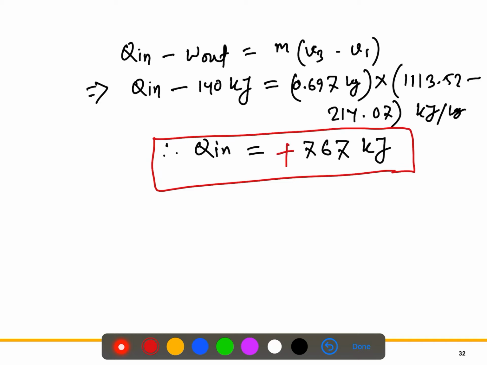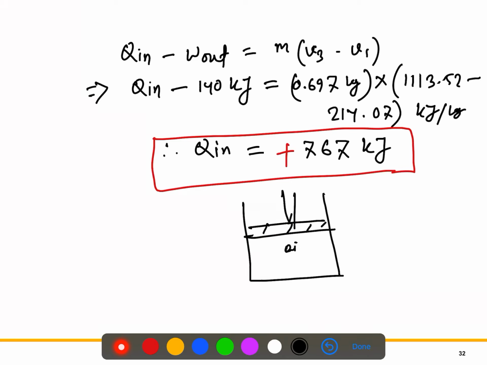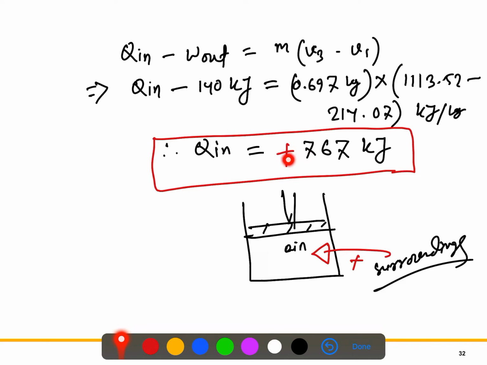That means if we had the system like that, you can remember we had a cylinder, a piston here, and we had the air here. This is surroundings, right? So the heat is transferred to the system, and then it is positive. I explained earlier. So here we got the heat transfer is 767 kilojoule. As it is positive, that means yes, heat is transferred to the system.